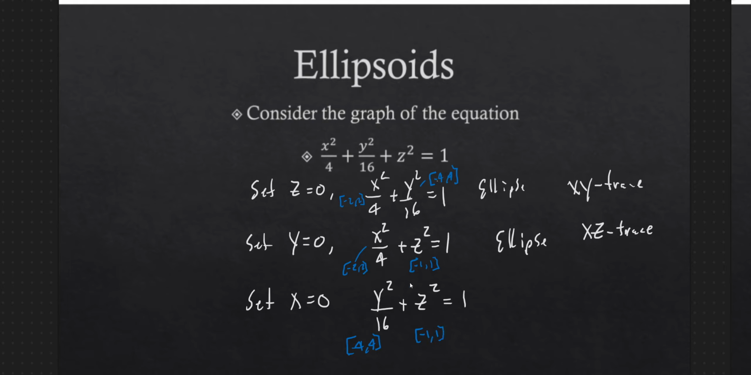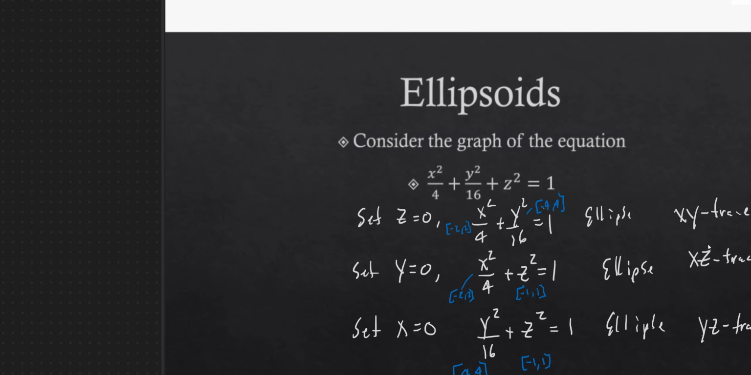So let's go ahead and draw these traces. I didn't follow my pattern. This is an ellipse, and this was the yz trace because we set x equal to 0. So I'm going to draw each of these three ellipses, and then we're going to talk about how to fill in the rest of it.